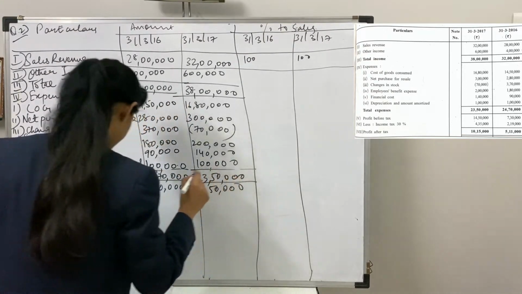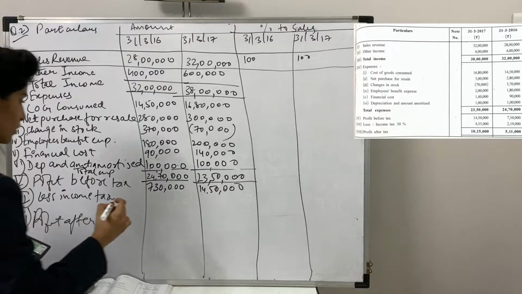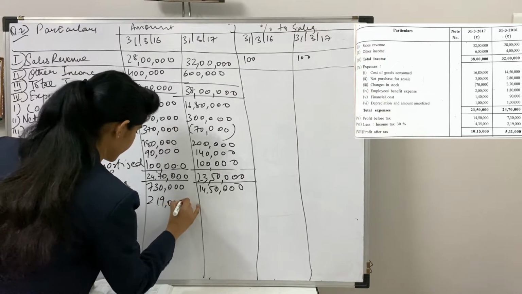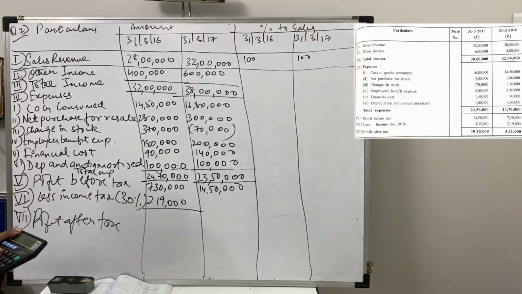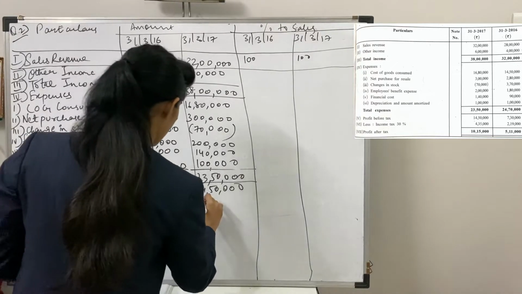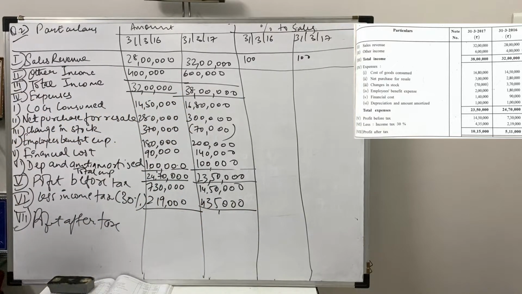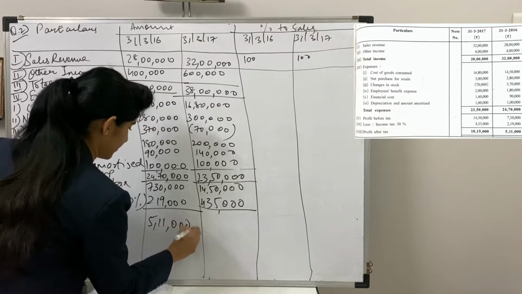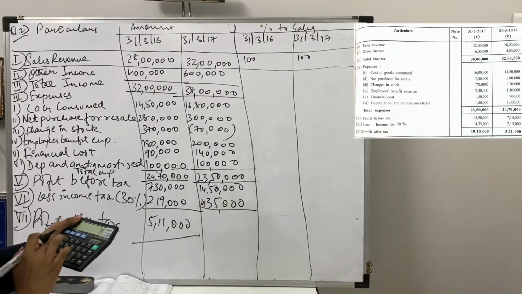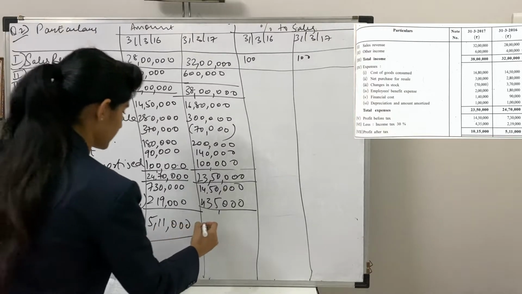Now income tax rate is 30%. So 7 lakh 30,000 into 30%. We are getting 2 lakh 19,000. Here 14 lakh 50,000 into 30%. We are getting 4 lakh 35,000. Then subtract the amounts. 7 lakh 30,000 minus 2 lakh 19,000. We are getting 5 lakh 11,000. Next is your 14 lakh 50,000 minus 4 lakh 35,000. We are getting 10 lakh 15,000.